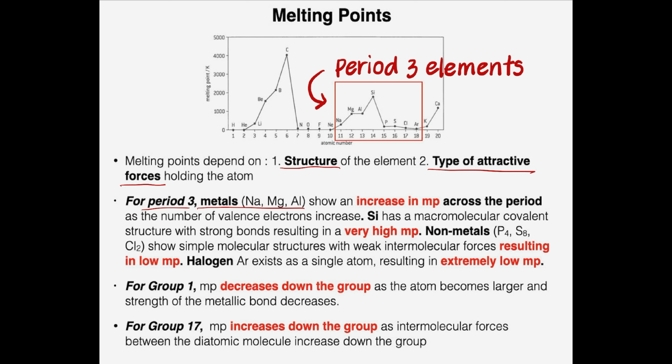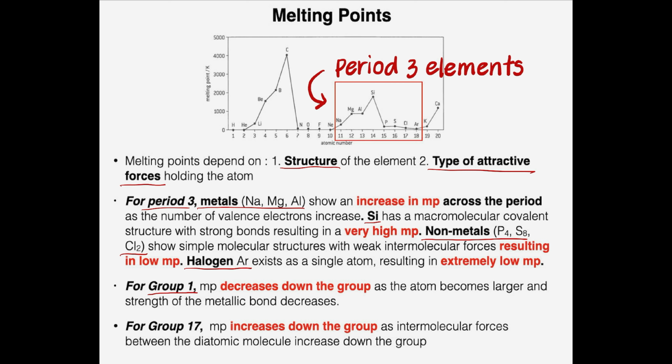Metals such as sodium, magnesium, and aluminum show an increase in melting point across the period as the number of valence electrons increase. Silicon has a macromolecular covalent structure with strong bonds, resulting in a very high melting point. Nonmetals show simple molecular structures with weak intermolecular forces, resulting in a low melting point. Halogens, such as argon, exist as a single atom, resulting in an extremely low melting point.